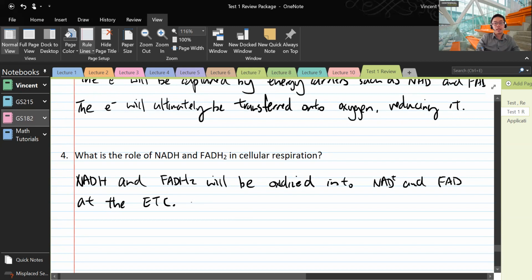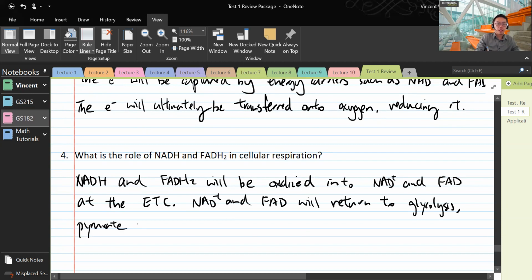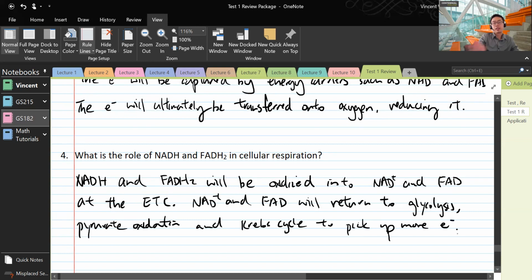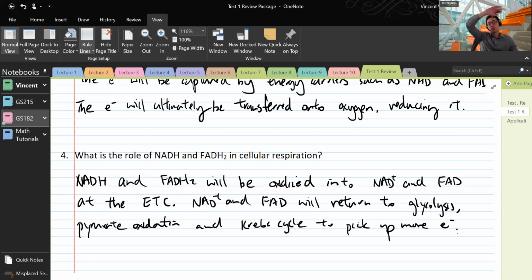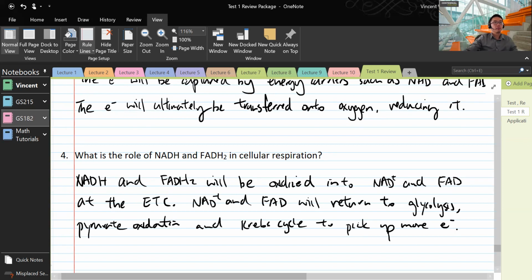Okay, and then the NAD plus and FAD will return to glycolysis, pyruvate oxidation, and Krebs cycle to pick up more electrons. Okay, essentially they're like a shuttle service, right? Picking up electrons from the first 3 steps, putting them at the ETC.